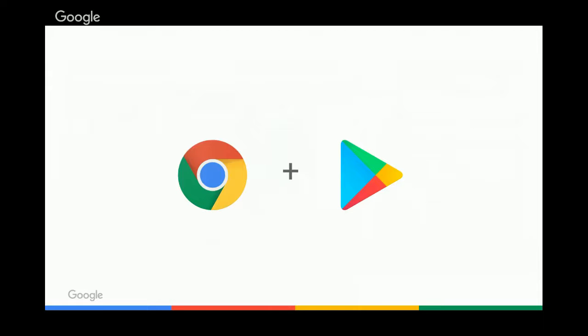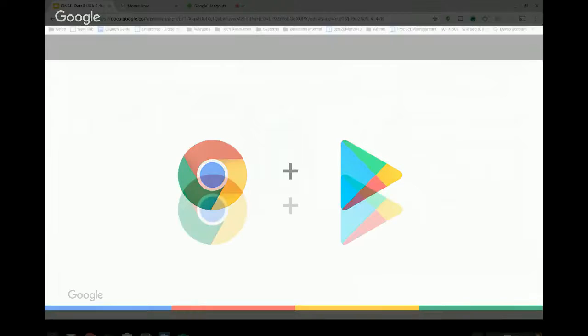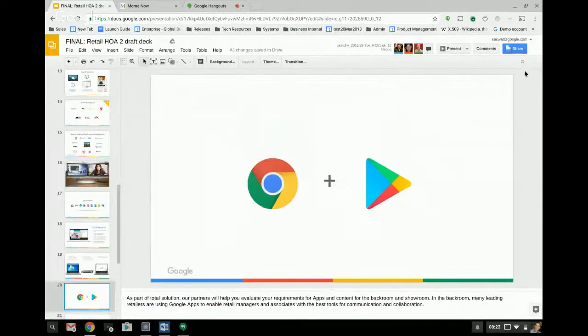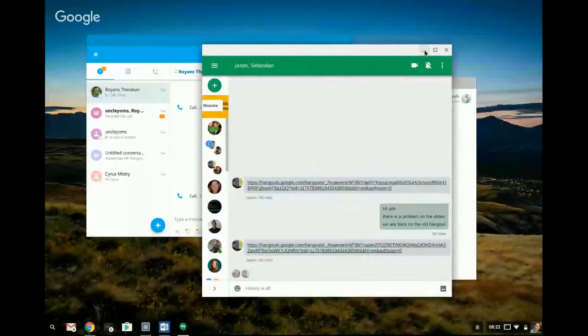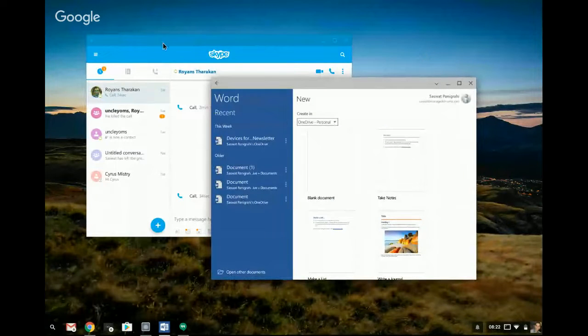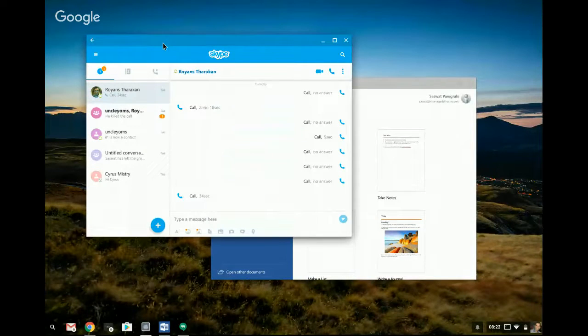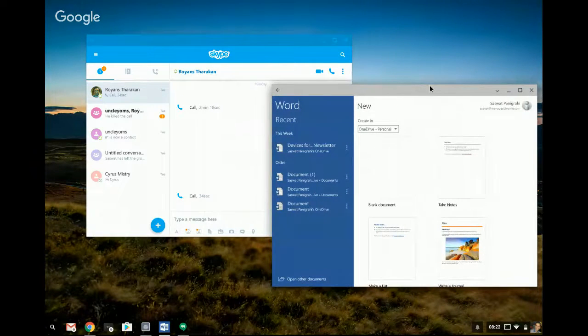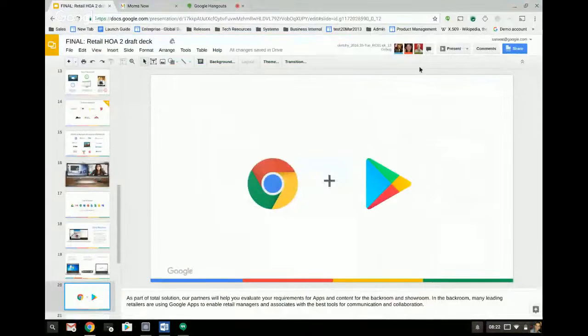So let me go out on a limb here and get out of my presentation and just show you some of that working, right? So here, what you're seeing is Skype running on my Chromebook. This is a regular Chromebook. Word running on my Chromebook. So all of this is available right now, and you can try it out right now. So I just thought instead of showing you the slide, I'd actually show you the product itself.